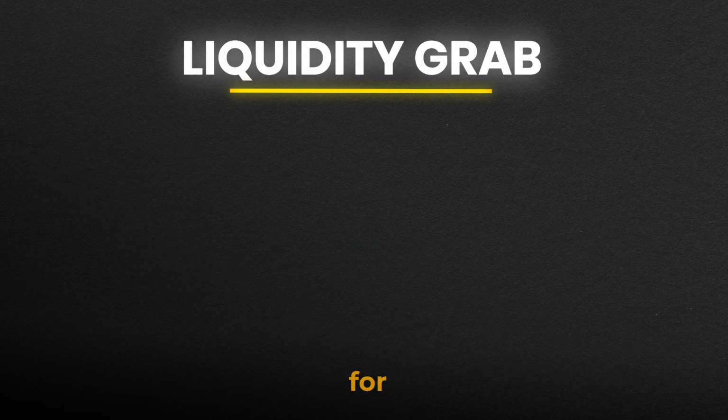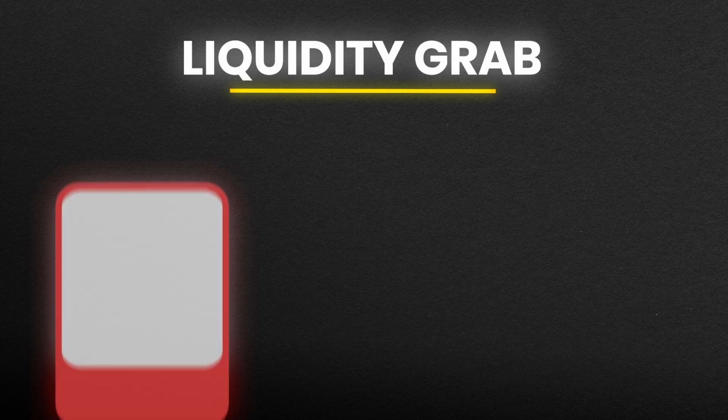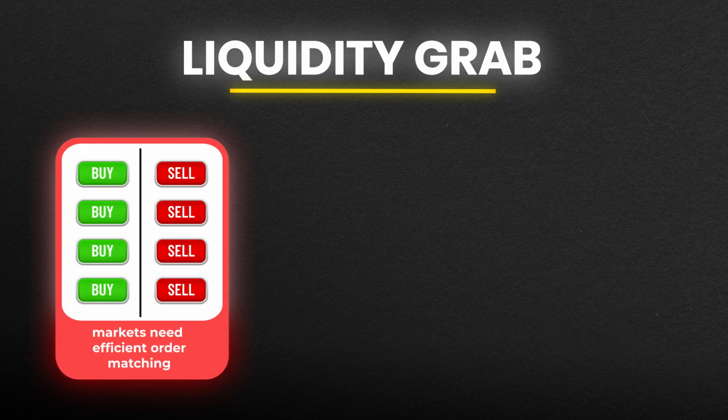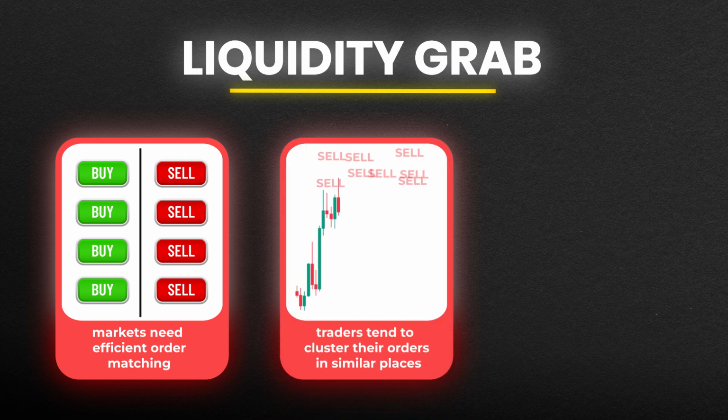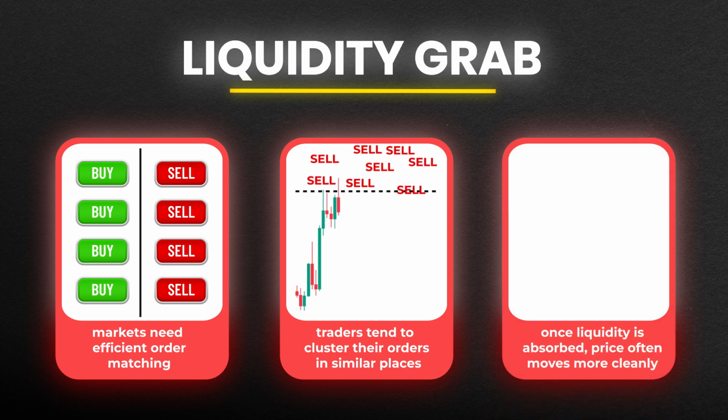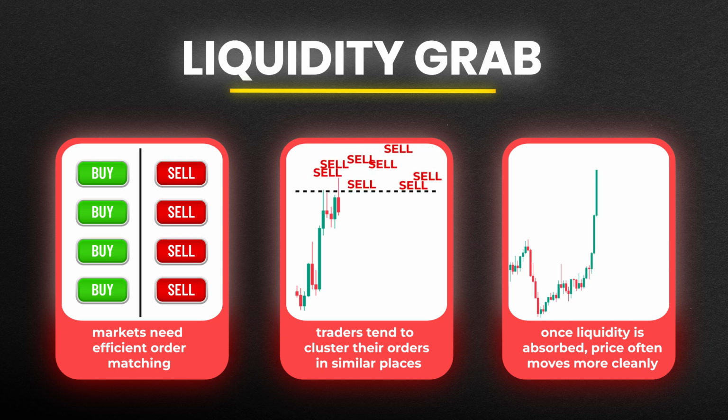Liquidity grabs happen for a few important reasons. First, markets need efficient order matching. Large orders require many opposing orders to be filled. Second, traders tend to cluster their orders in similar places. This creates predictable pools of liquidity. Third, once liquidity is absorbed, price often moves more cleanly because fewer opposing orders remain. This is why strong moves often come after a liquidity grab, not before it.